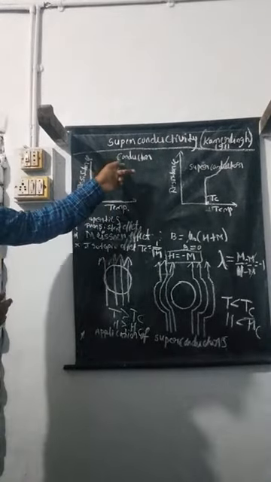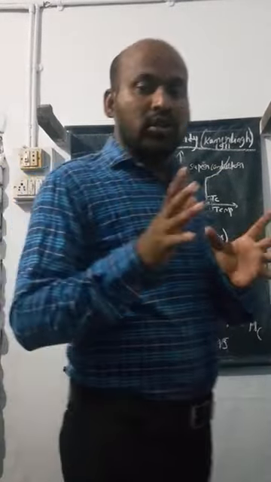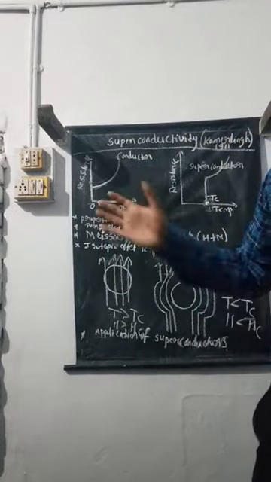So what happens in superconductors? Here is another graph, with temperature and resistance. If the temperature keeps decreasing, at a particular temperature the resistance becomes 0. At that temperature, the material shows 0 resistance, and that is the critical temperature. The material that shows 0 resistance is a superconductor. This process is superconductivity.